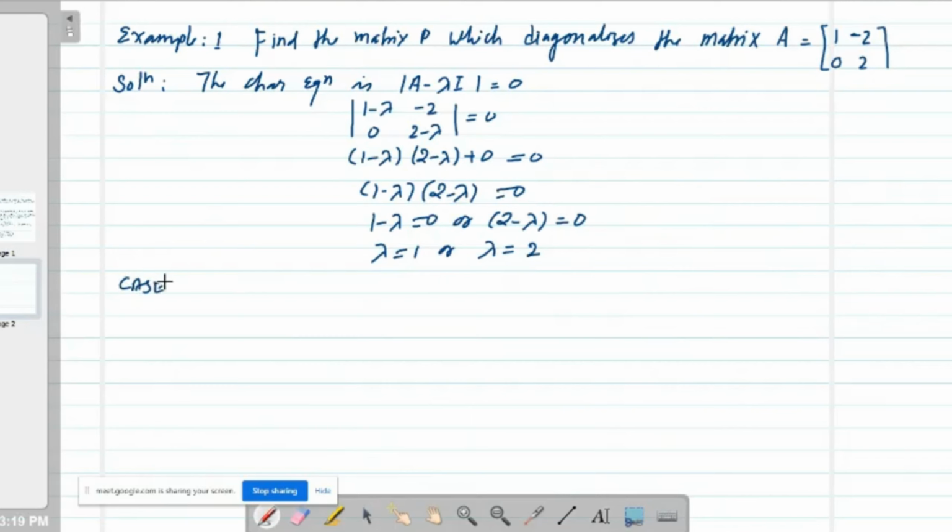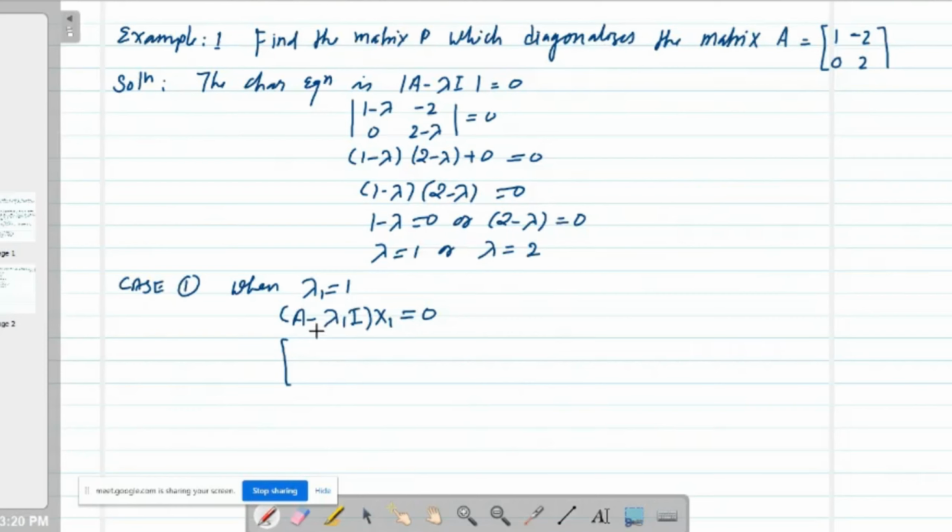Case number 1, when lambda equal to 1. Then we have the characteristic matrix A minus lambda 1 I, and their corresponding eigenvector x1, and this equal to 0. This is the formula for the eigenvector. Now we find the characteristic matrix. So instead of lambda 1 we put here 1.